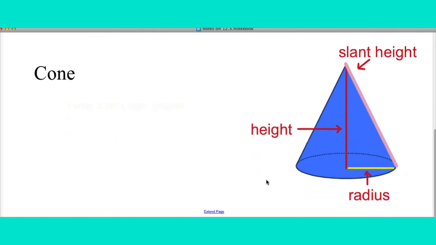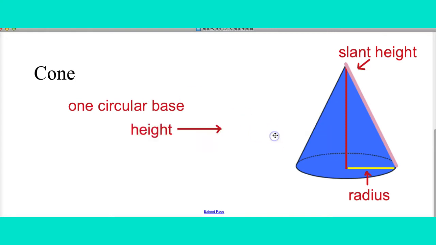And a cone is similar to a pyramid because it has one base, except the base is a circle. And notice once again, we have the height and the radius as defining features, but just like a pyramid has a slant height, cones also have a slant height. And notice we get a right triangle. So once again, we'll be working with the Pythagorean theorem and Pythagorean triples. Let's take a look at the formulas for working with cylinders and cones.